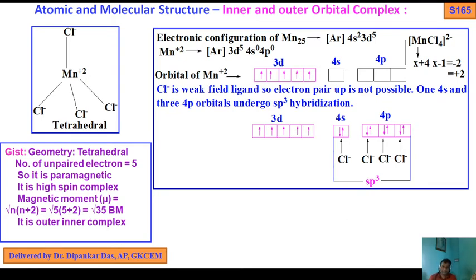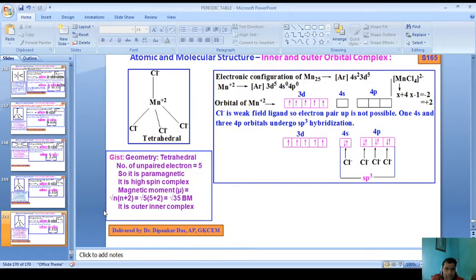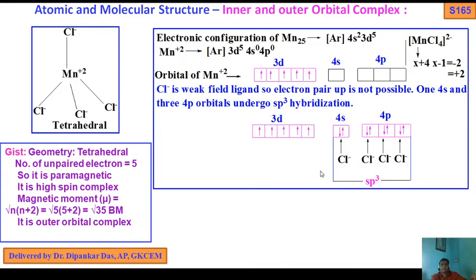MnCl4 2 minus. Again, by mistake, it should be outer orbital. Okay, so now again MnCl4 2 minus. Here x plus 4 into minus 1 equals minus 2, so here manganese is in plus 2 state. We know manganese atomic number 25, chromium 24, manganese 25, iron 26. So the general electronic configuration of manganese is argon 4s2 3d5, 18 plus 2 plus 5 is 25.